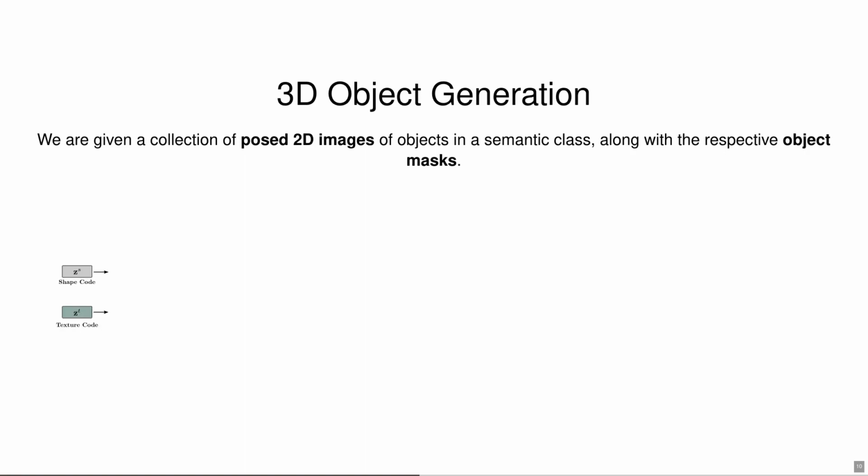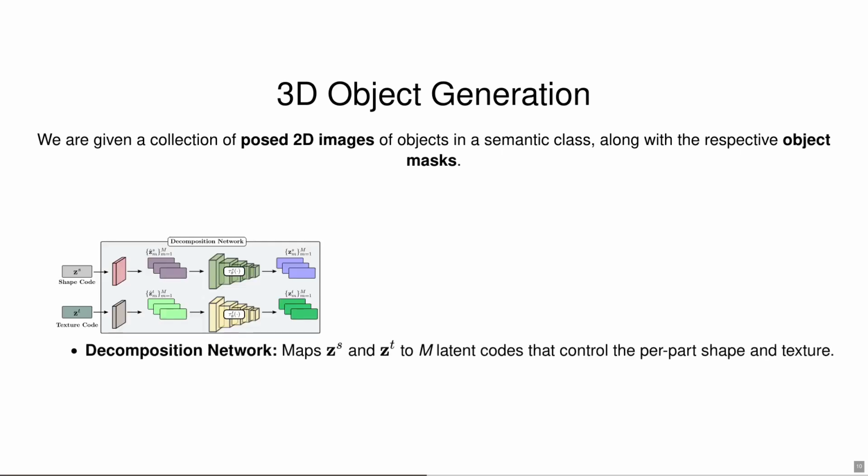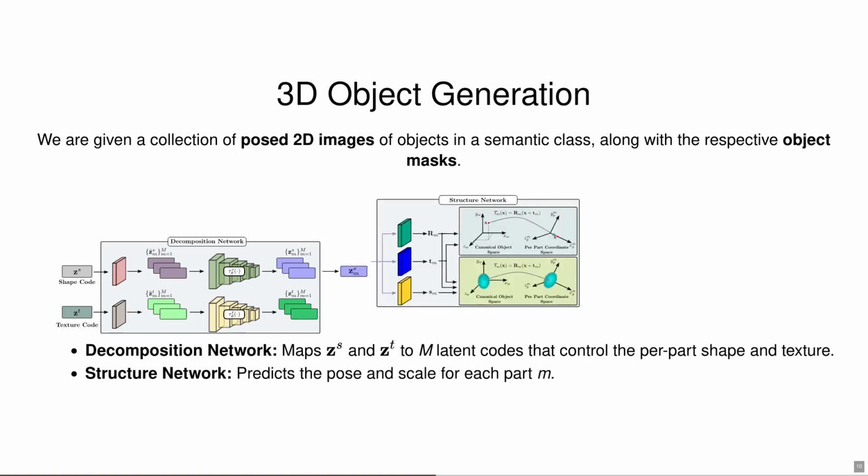To generate a 3D object, we sample a separate shape and texture code ZS and ZT and feed them to the decomposition network. This network maps the shape and texture codes to m per part shape and texture codes respectively. Given a per part shape code, the structure network predicts the pose and scale for that part.